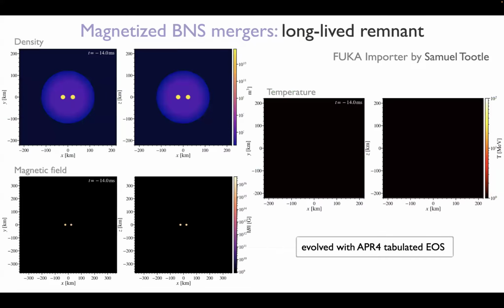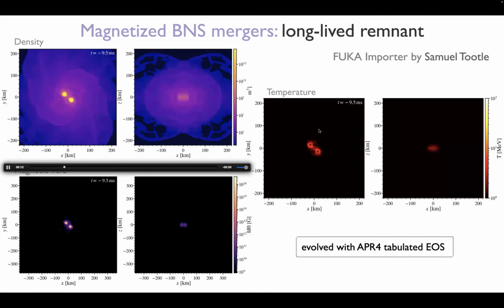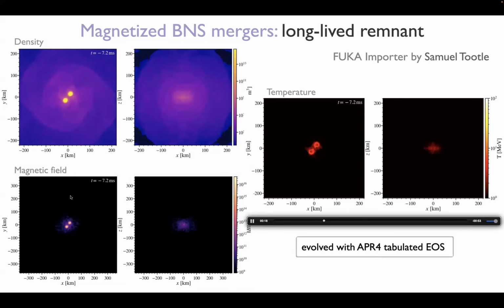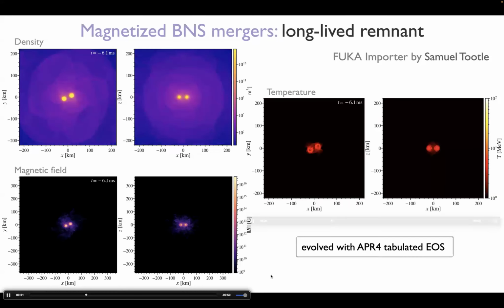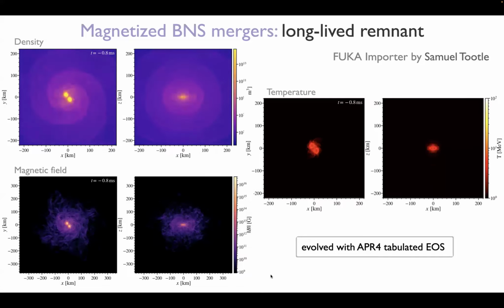And finally, like I mentioned, we also have support for tabulated equations of state. Here what you see is the evolution of density on the top left, on the xy and xz planes. On the right is the evolution of temperature on the xy and xz planes. And on the bottom left is the evolution of the magnetic field on the xy and xz planes. This is again evolved with an APR4 equation of state, and this was the table provided by RIT student Alan Wen.